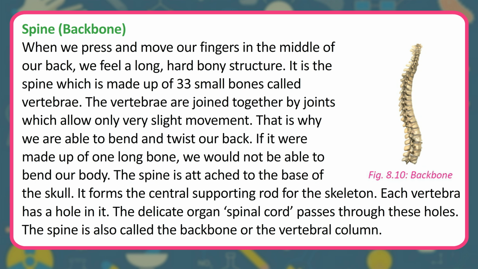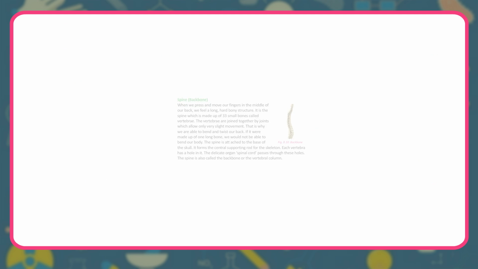The spine is attached to the base of the skull. It forms the central supporting rod for the skeleton. Each vertebra has a hole in it. The delicate organ, the spinal cord, passes through these holes. The spine is also called the backbone or the vertebral column.